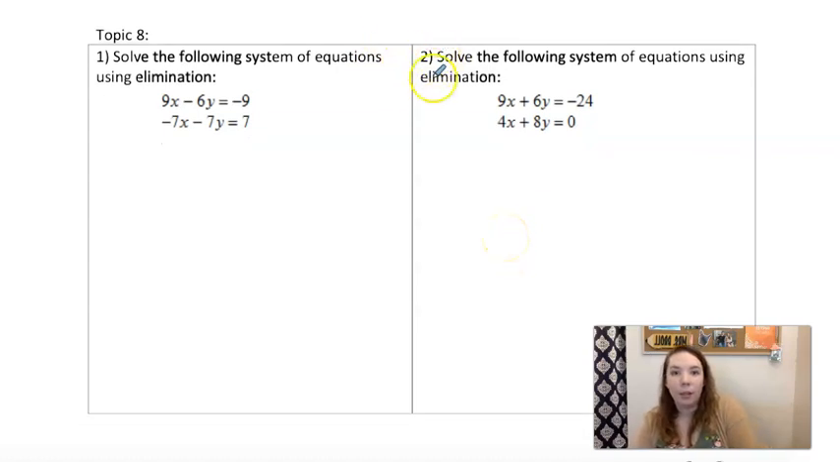All right, I'm going to go ahead and cross this one out since they're very similar. So here 9x minus 6y equals negative 9, and then negative 7x minus 7y equals 7. We are going to have to multiply both, it looks like. So let's say we want to do the x's. The least common multiple I can think of is 63. So I'm going to multiply the top one by 7 and the bottom one by 9.